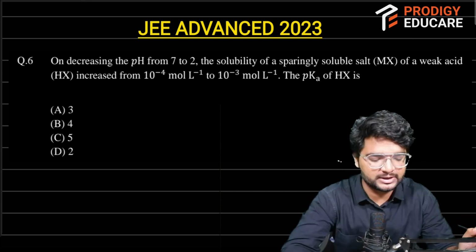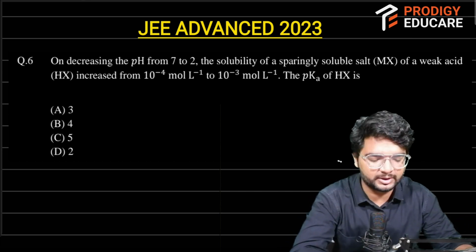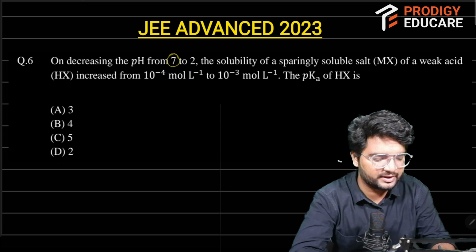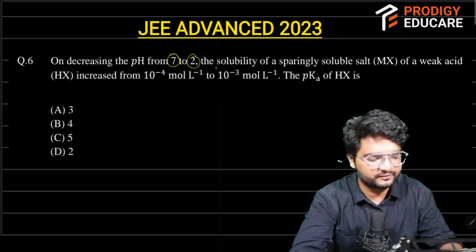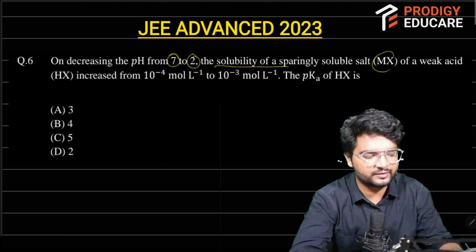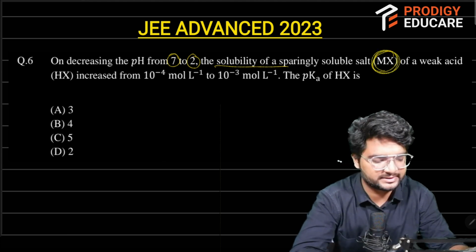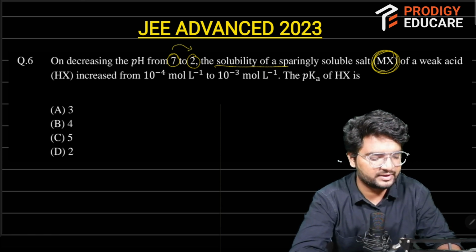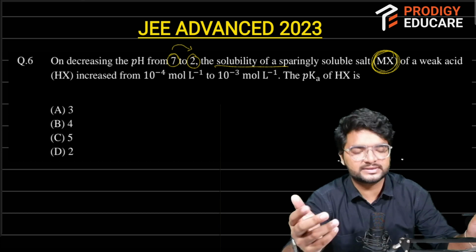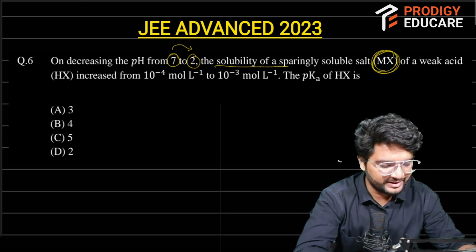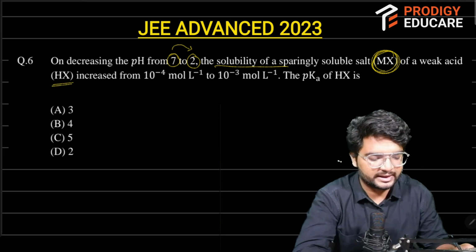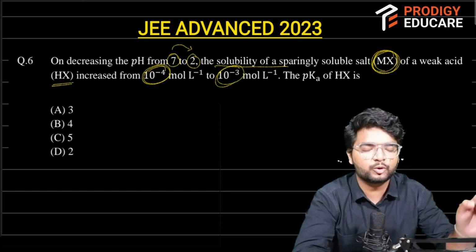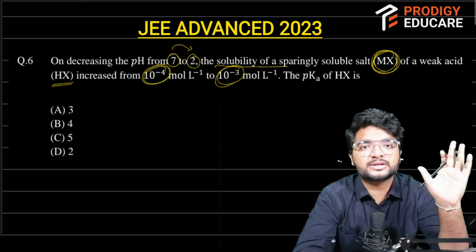It's a very easy question based on solubility and solubility product. The question is on decreasing the pH from 7 to 2. The solubility of a sparingly soluble salt, which is MX. So we are dealing with MX, a sparingly soluble salt whose pH is changing from 7 to 2. Obviously it's getting more and more acidic. The solubility of a weak acid, which is HX, increased from 10 raised to minus 4 to 10 raised to minus 3 mol per litre. Let's understand the question once again.